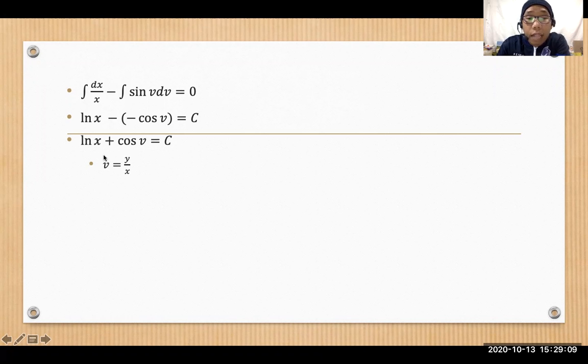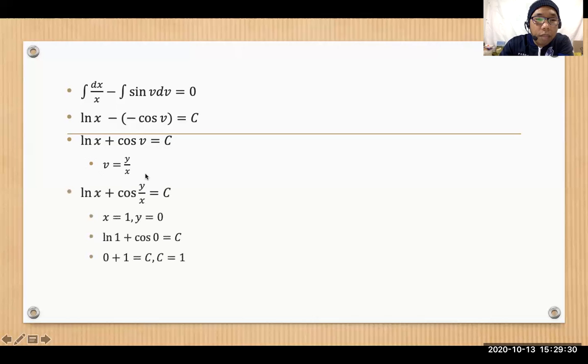Now, this is not your final answer. So hindi mo na kailangan pang gawing ln ito. Okay, since isa lang naman yung term natin. Tsaka yung x naman na variable natin is the independent variable. Pag pinag-usapan yung variables x and y, x is independent variable. So we replace v by y over x. That's why we have this. Ln of x plus cosine of y over x equal to the arbitrary constant c.